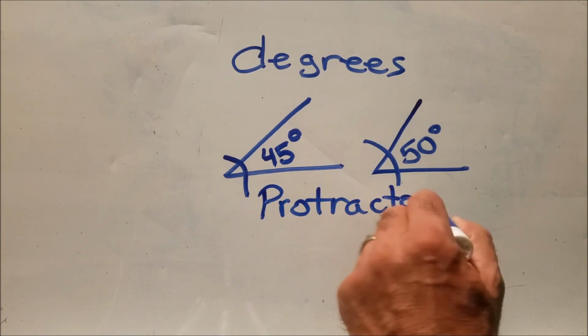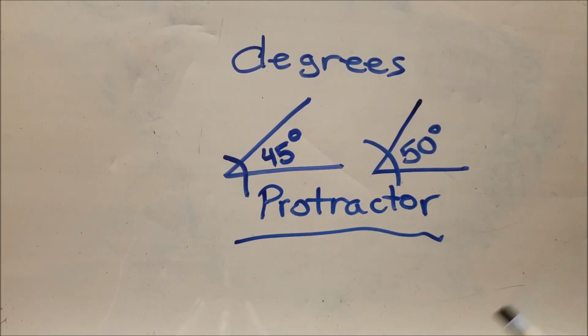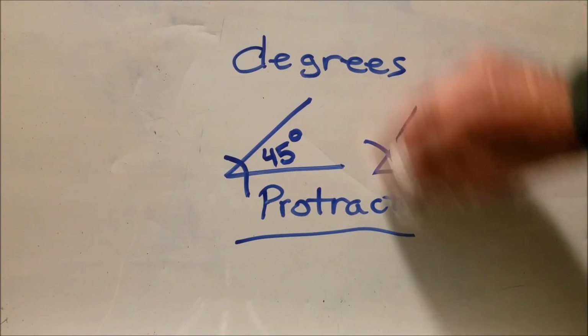A protractor, and we'll use protractors in another video. We're actually going to create degrees and create triangles. So anyway, the steeper the angle is, the more its degree is, right? We have 45, 50. Sometimes you can guess.